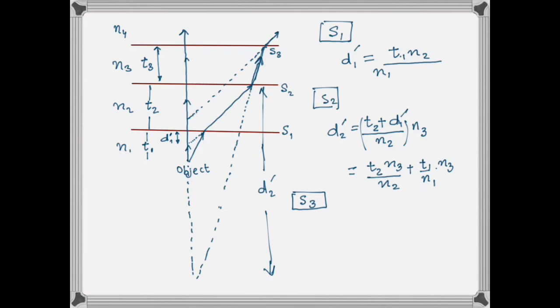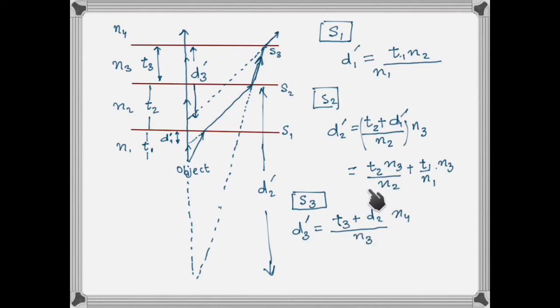Now for S3, light rays are coming like this, and we know that incident rays come from, or seem to come from, the object. So the object will be this point for S3. And if the rays are moving like this, then the refracted rays seem to come from this point, so this is the image. Apply the formula. So d3 dash is this distance. This is equal to the object distance, which means this total distance, so that will be d2 dash plus t3.